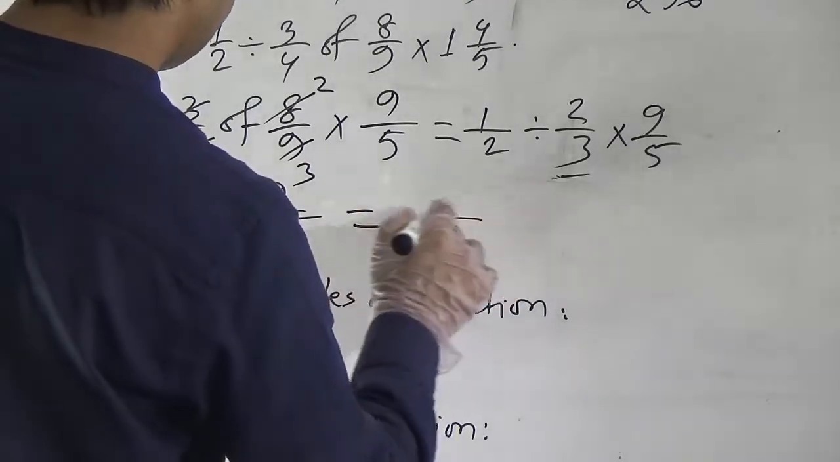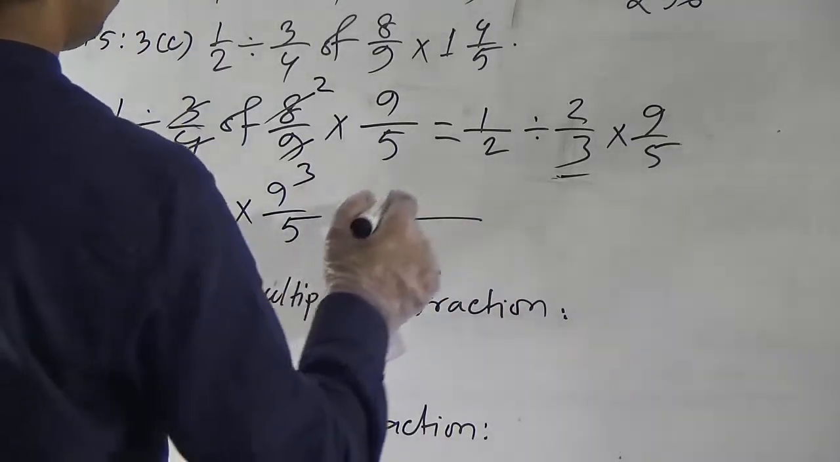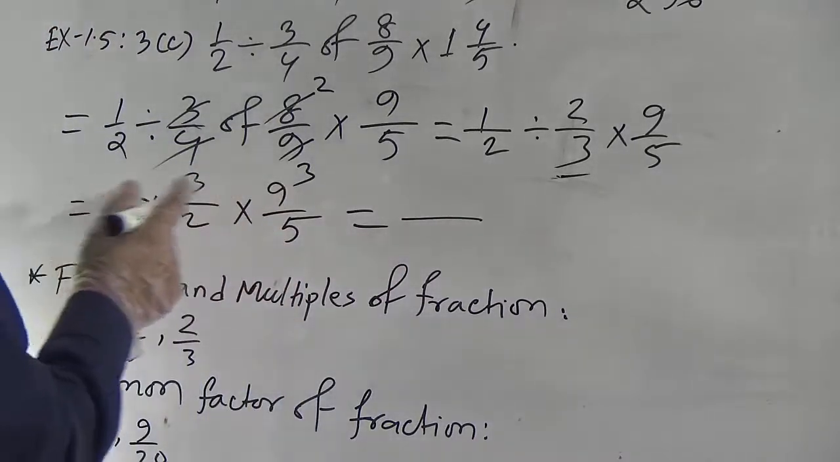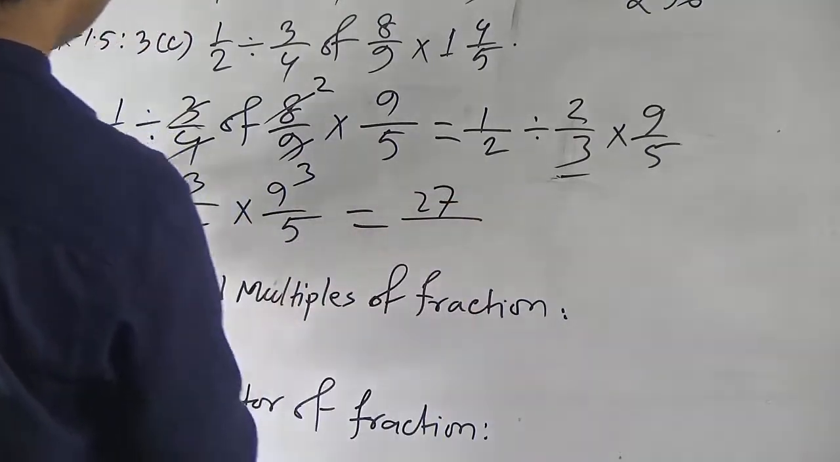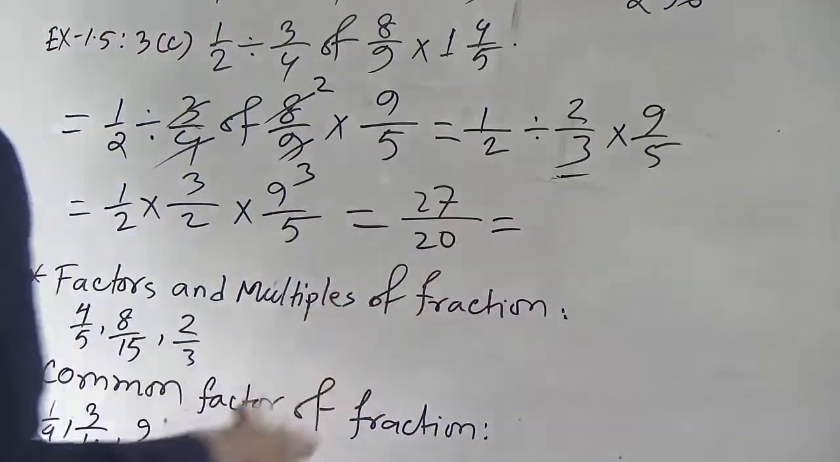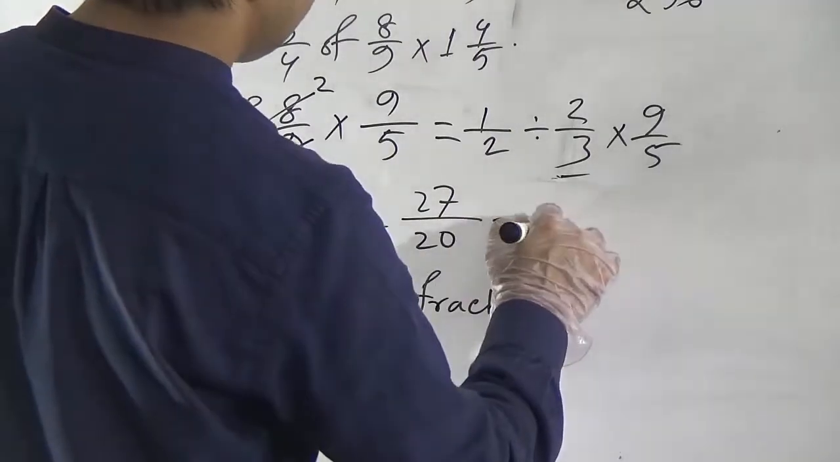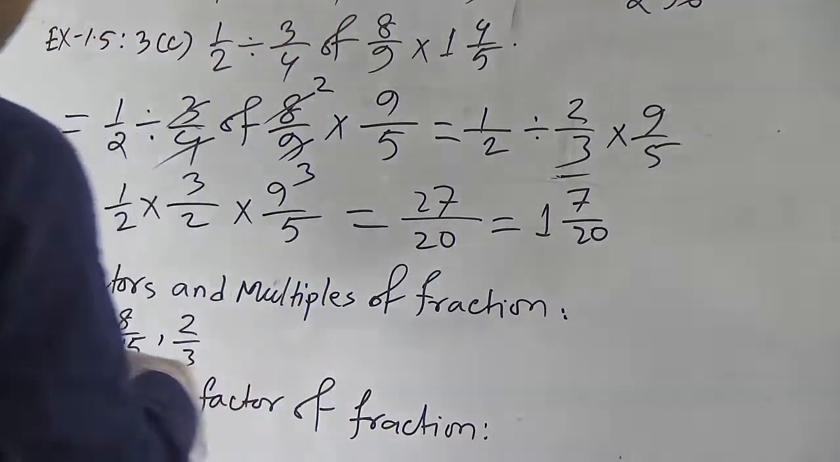3 9s are 27. As we can't divide by the same numbers, we have to multiply. Means the product of the numerators is 3 9s are 27 and the product of the denominators is 20. Now as this is an improper fraction, we can convert it into a mixed fraction. It will be 1 integer 7 by 20.